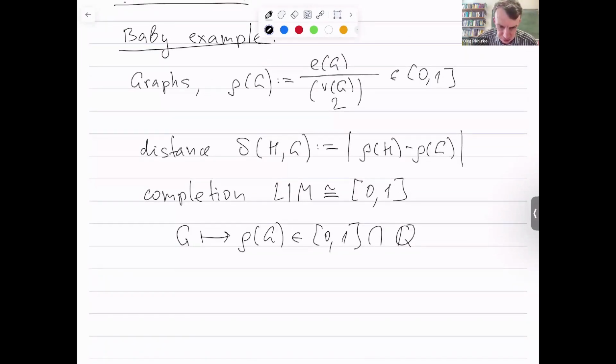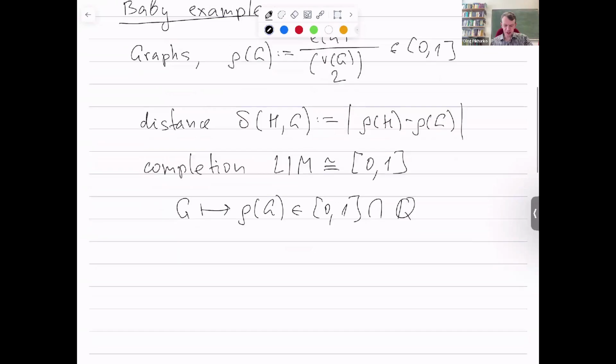Okay, some questions? Yes, so I said distance. Let distance mean a pseudometric. So I'm allowing two graphs to be at distance 0, just to make life easier. In many practical situations it will be the case that some graphs will be identified. So when I say distance, it means pseudometric.